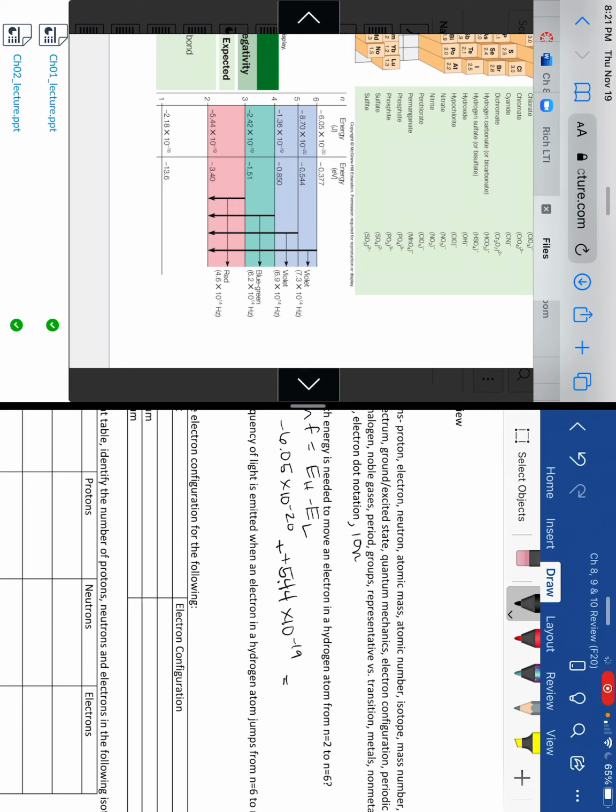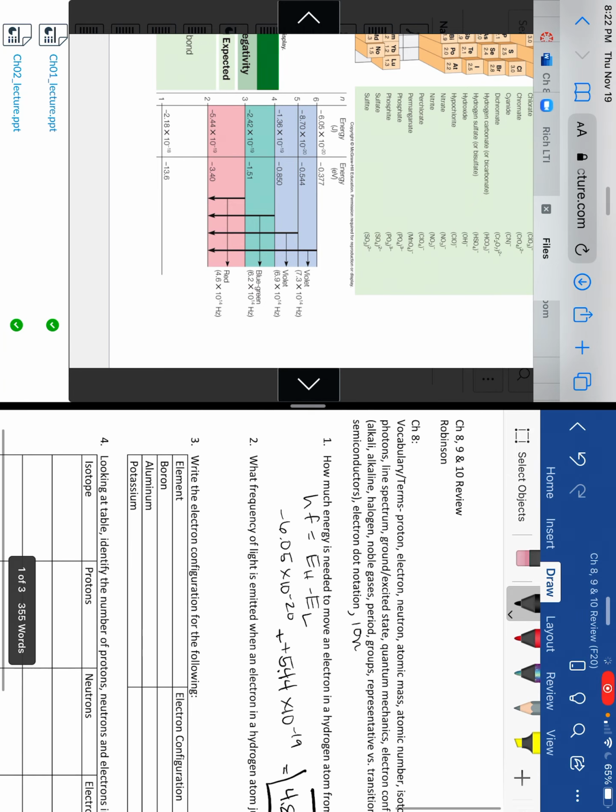Okay. And it's really not having us do anything with Planck's constant or frequency in this. This is all about just finding the energy. So if you do negative 6.05 times 10 to the negative 20th plus 5.44 times 10 to the negative 19th, it should take about 4.8 times 10 to the negative 19th joules of energy to move from n equals 2 to n equals 6.